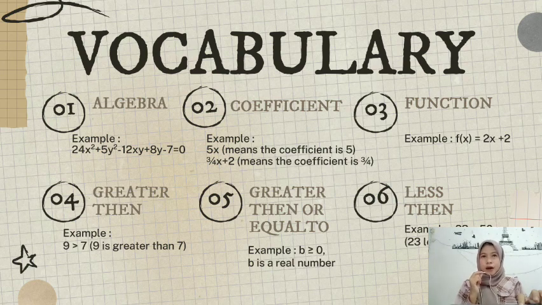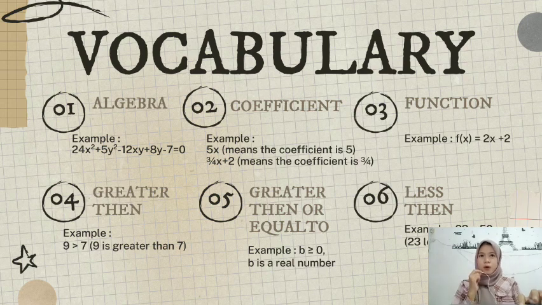First, algebra. Meaning in Indonesian is aljabar. Algebra is a branch of mathematics that uses symbols and mathematical operations such as addition, subtraction, multiplication, and division to solve problems. The algebraic form has elements, namely variables, coefficients, constants, and terms. Example, 24x² + 5y² - 12xy + 8y - 7 = 0.